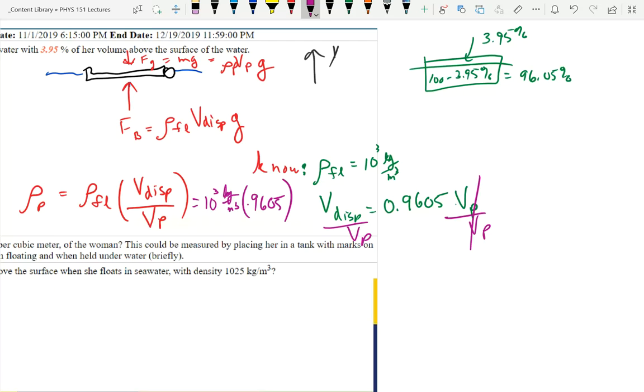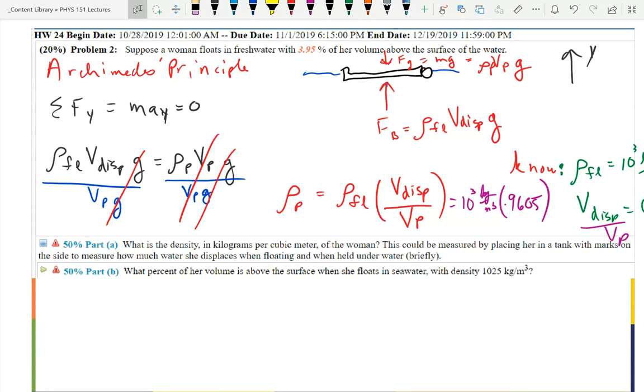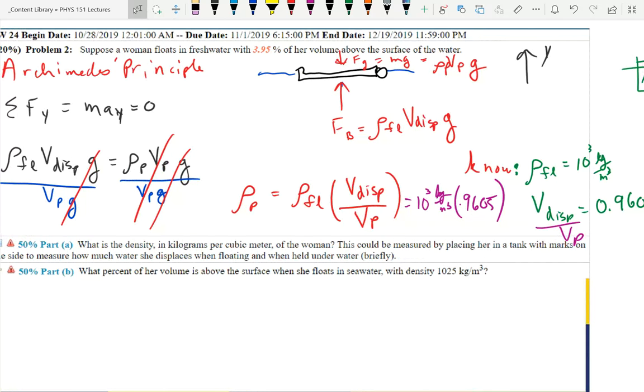So, starting with what looked like some really minimal information, we have now discovered that the density of the woman is 960.5 kilograms per meter cubed, or 0.9605 grams per centimeter cubed. Her density is less than the density of water. What does that mean? She floats in the water, which was where we started the problem, just getting to the end, make sure we make that connection.